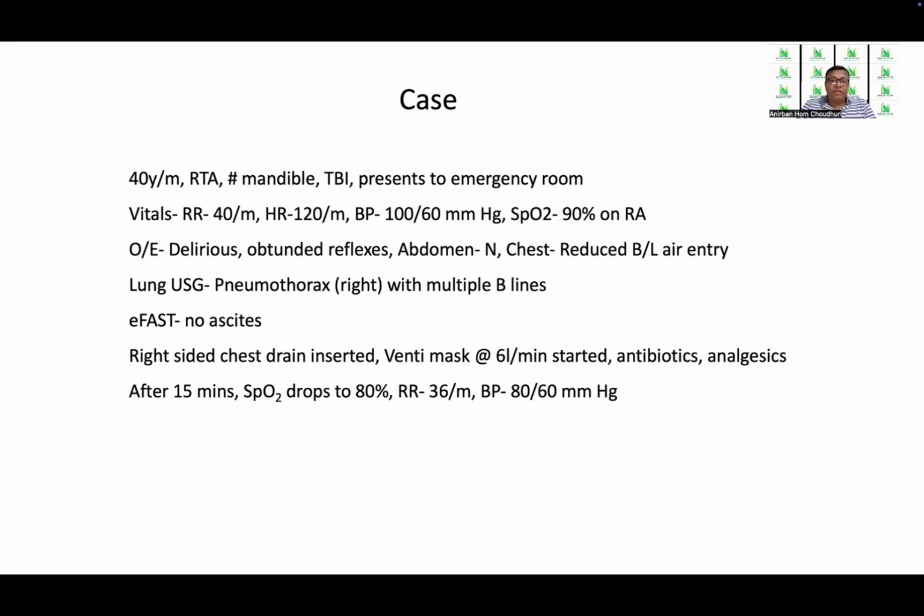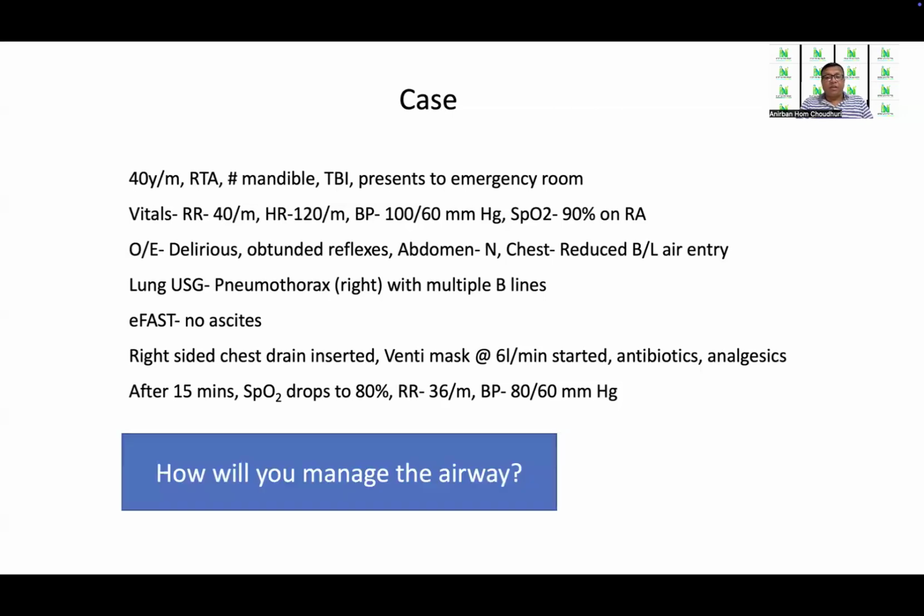column, the patient is put on oxygen through a Venturi mask at 6 liters per minute, along with antibiotics, analgesics, and other necessary treatments, only to witness after 15 minutes that SpO2 drops down to 80%, the respiratory rate is high, and the BP has started falling. Now, how will you manage the airway?